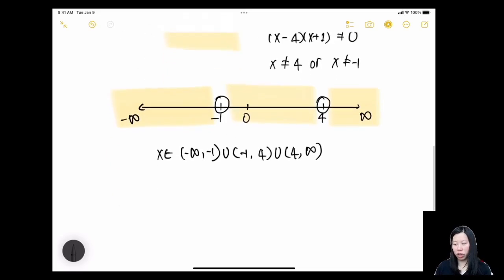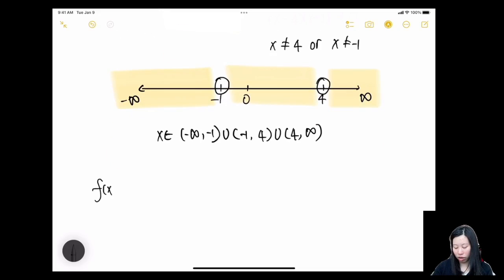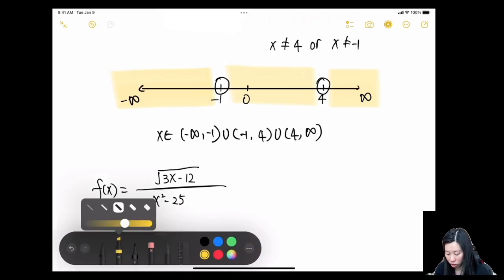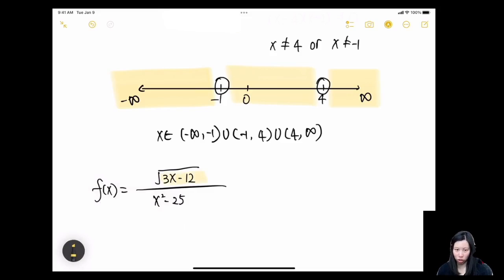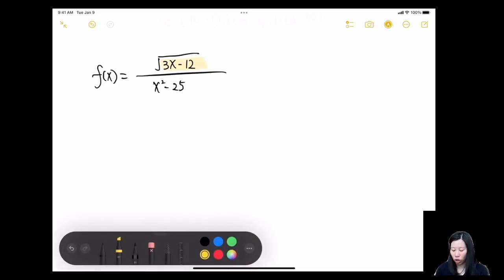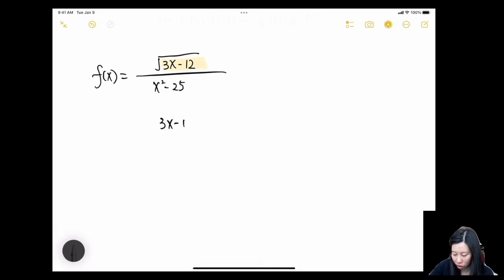Okay, what if it's a combination, such as f(x) equals the square root of 3x minus 12 over x squared minus 25. So we see a rational again, and it will be the same. So for the part under the square root, under the radical, that means you want 3x minus 12 greater than or equal to 0. And then you solve for x. So I have 3x greater than or equal to 12, x greater than or equal to 4.